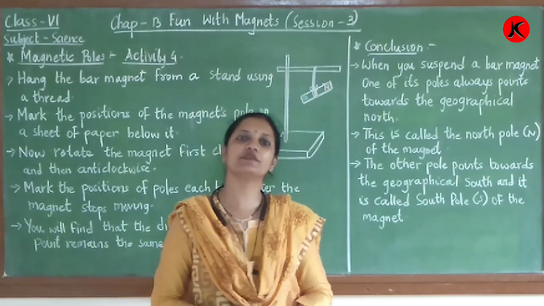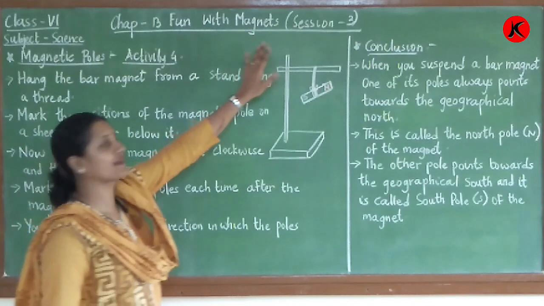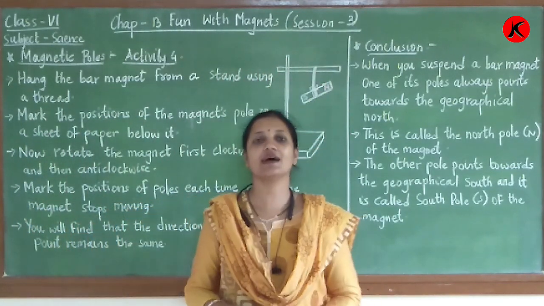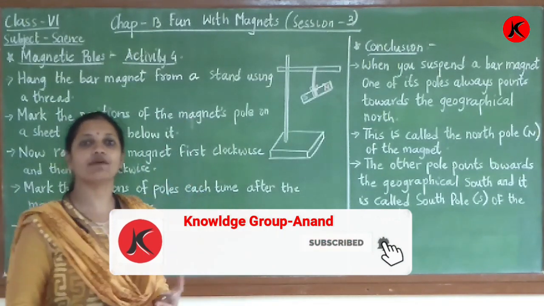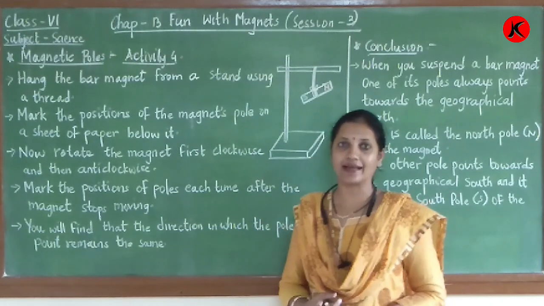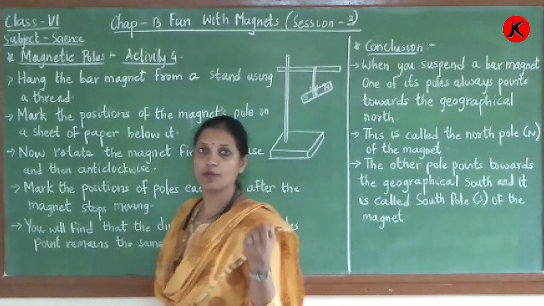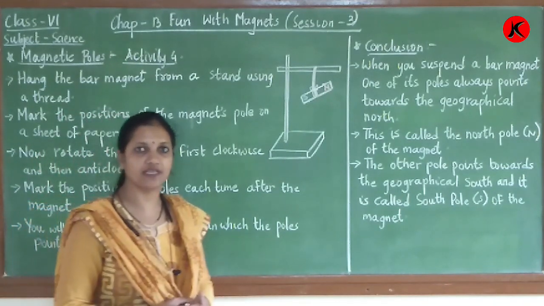Are you all well? We will continue with the explanation of chapter number 13, Fun with Magnets, session number 3. In the last sessions, children, we have discussed magnets. We have discussed the types of magnets and how we can obtain a magnet. We are getting magnets from magnetite, right? It is an ore which is found naturally.